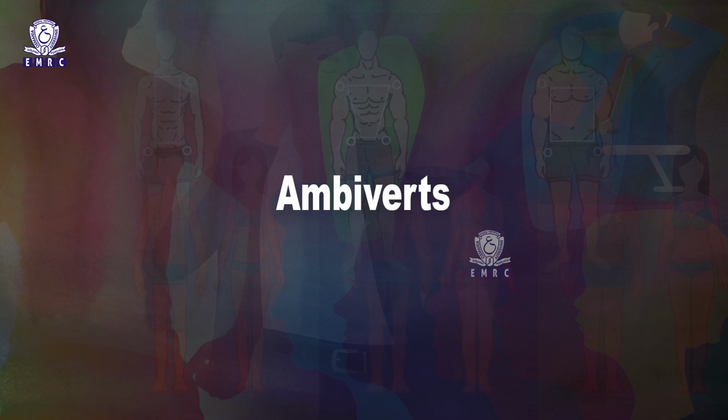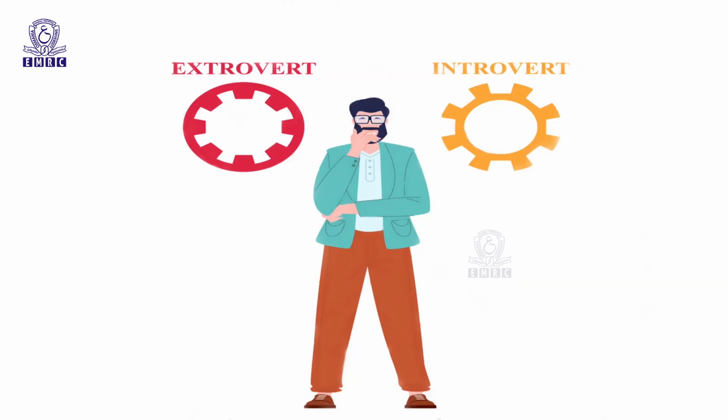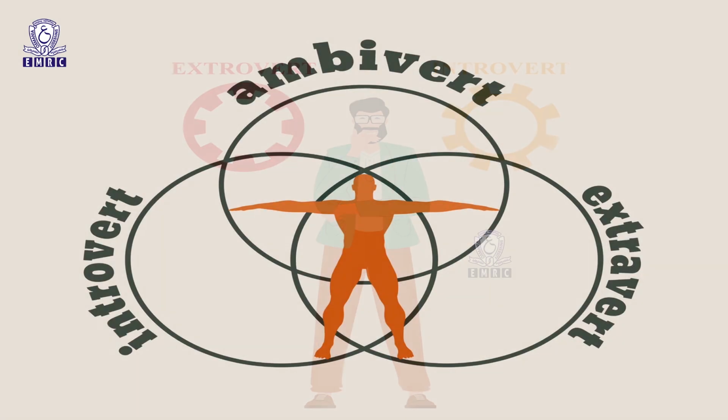After these two types, there is another type which is the ambivert. It is seen that there are only a few people who are purely introverts or purely extroverts. The majority of the remaining people possess both these qualities of introverts and extroverts. Such people are called ambiverts. This classification was made by psychologists who came after Jung.